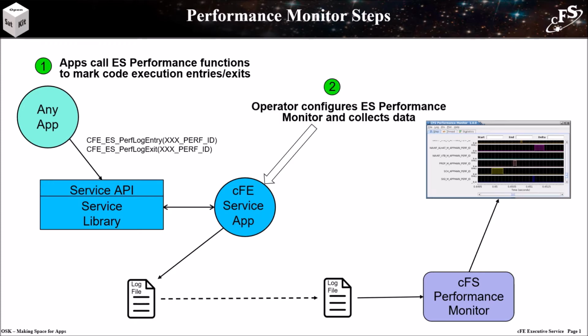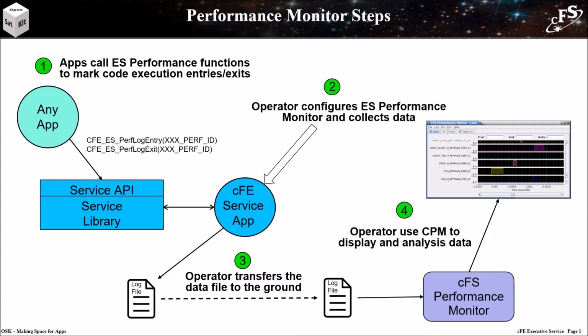semaphore. An operator sends commands to executive service to configure what data should be collected, when the data should start and stop, and the data file to be used. After data collection is complete, the operator transfers the data file to the ground. The last step is to start the cFS Performance Monitor tool, or CPM, to display and analyze the data.